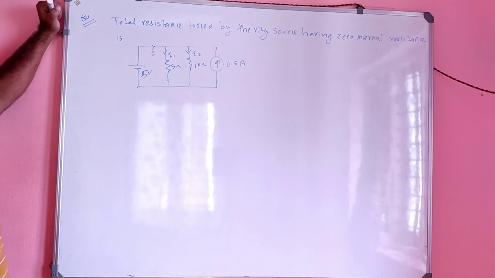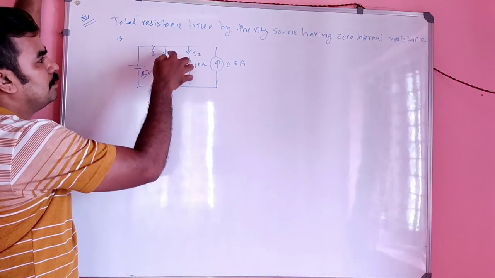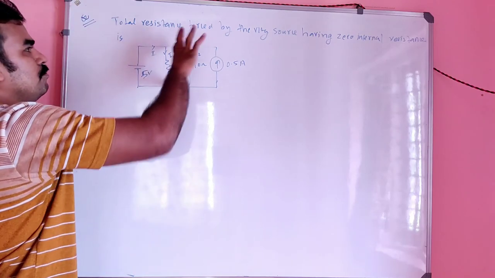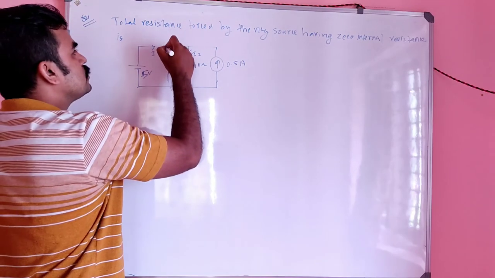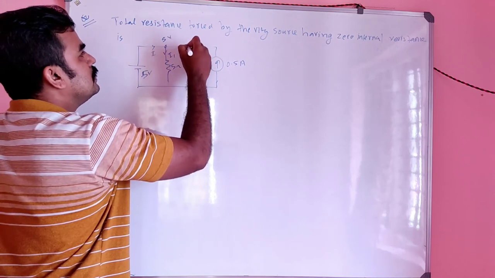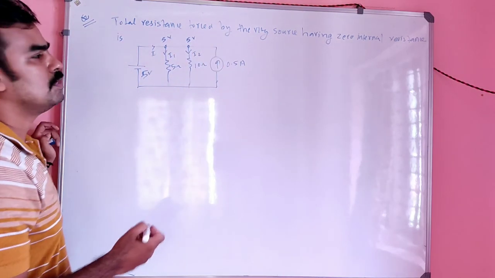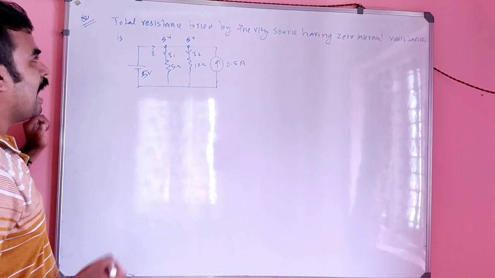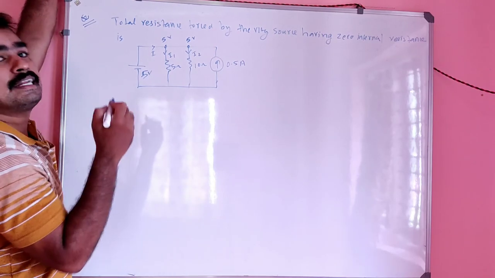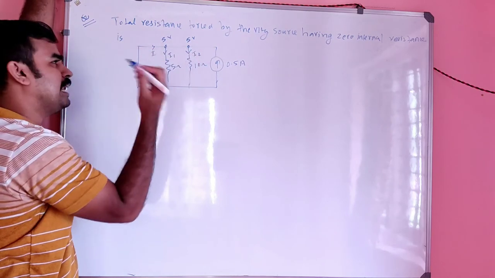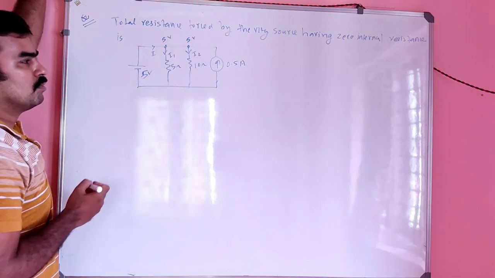How can we find it? The currents are marked like this: 5 ohm, I, and I2, I1, I2. This terminal is 5 volt, and this terminal is also 5 volt. Clear? So, applying nodal analysis now. Apply nodal analysis at this node, or KCL. You can apply both.